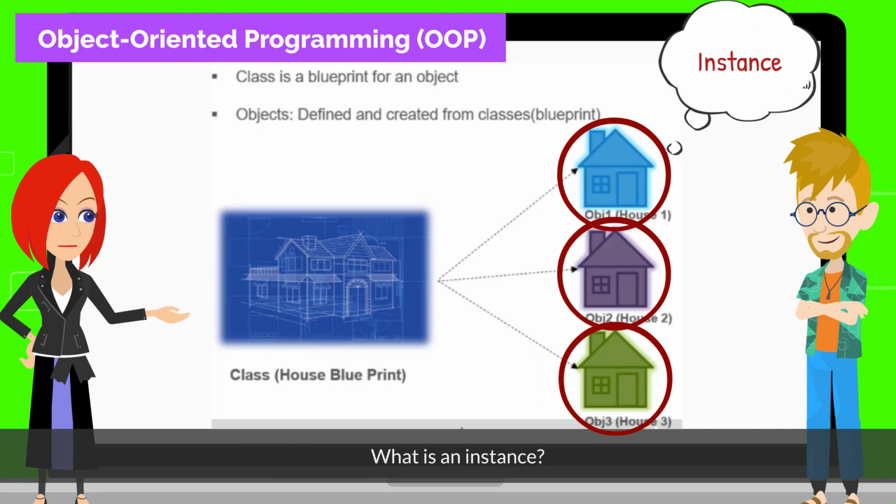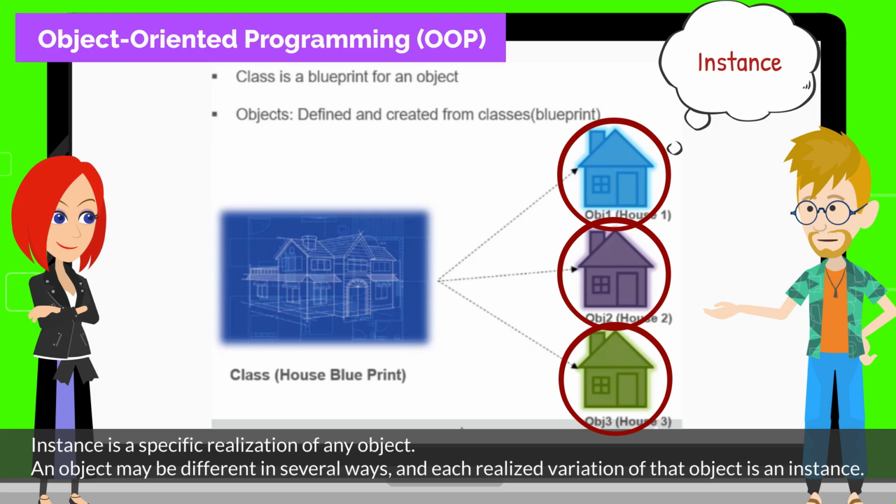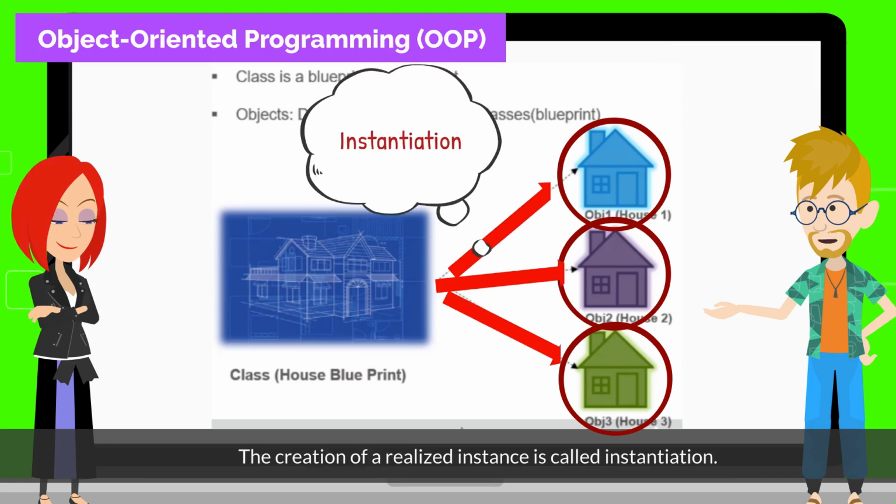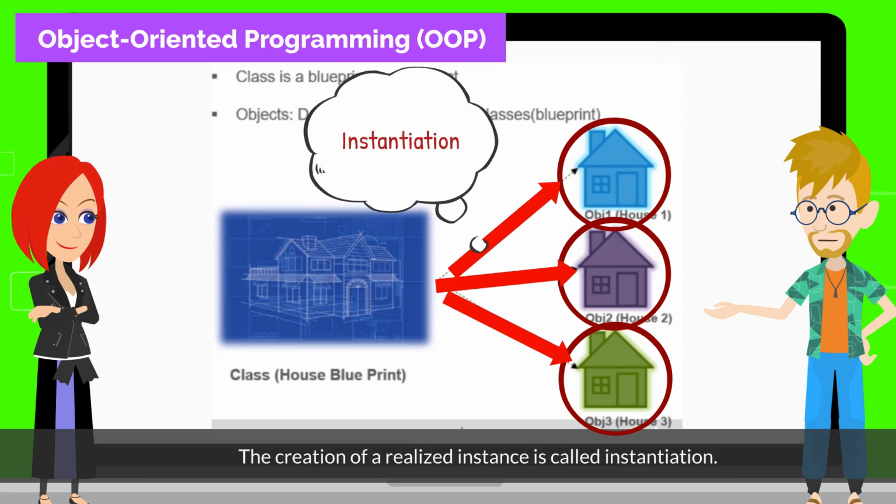What is an instance? Instance is a specific realization of any object. An object may be different in several ways, and each realized variation of that object is an instance. The creation of a realized instance is called instantiation.